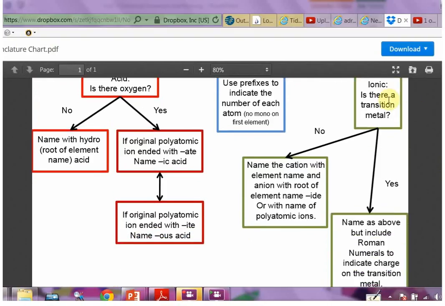You then need to consider if there's a transition metal. If not, you name the cation with the element name, root of the anion's name, ide, or with the name of a polyatomic ion. If there is a transition metal, use your Roman numeral to indicate the charge.